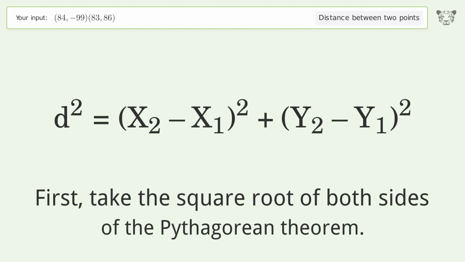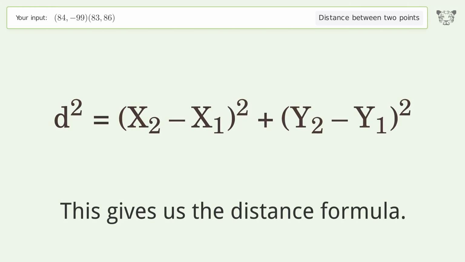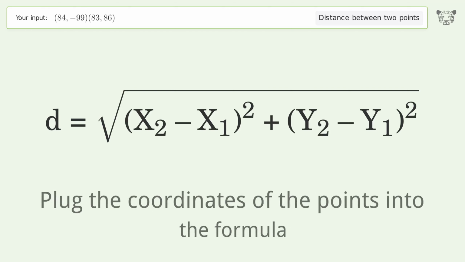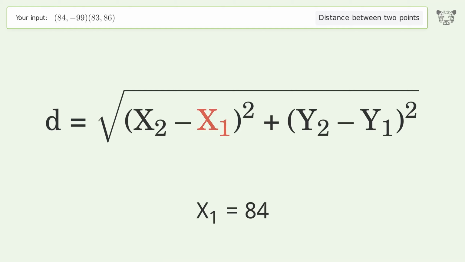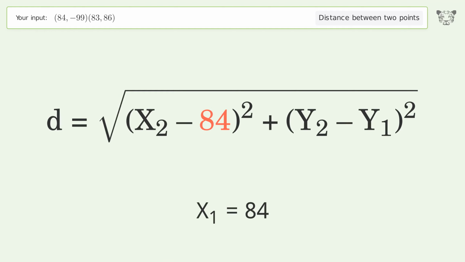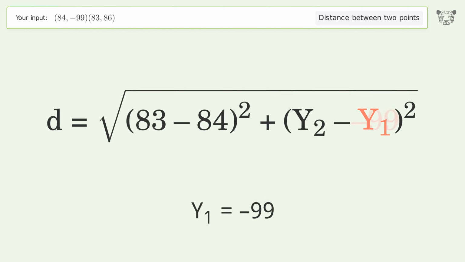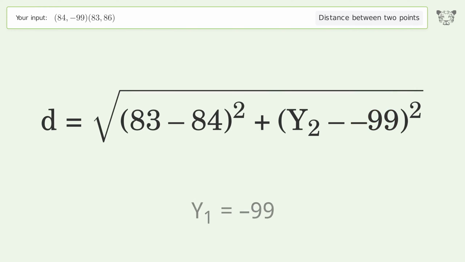First, take the square root of both sides of the Pythagorean theorem. This gives us the distance formula. Plug the coordinates of the points into the formula. x1 equals 84. x2 equals 83. y1 equals -99. y2 equals 86.